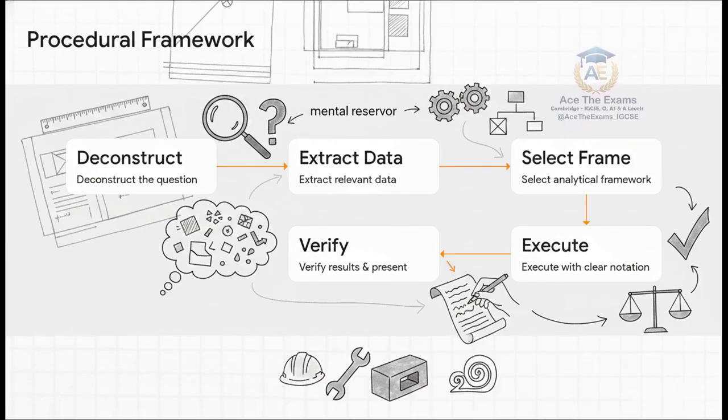To secure those critical method marks, you have to use this 5-step structural framework. Step 1, deconstruct the question. Find the exact command stress points. Step 2, extract relevant data from your mental reservoir. Step 3, select your analytical framework. Decide exactly how you're going to argue this point. Step 4, execute with flawless notation, meaning perfect Afrikaans grammar and syntax. And Step 5, verify the results. Does your evidence actually support the main column? Rivet your data directly to the syllabus command words using this exact process.